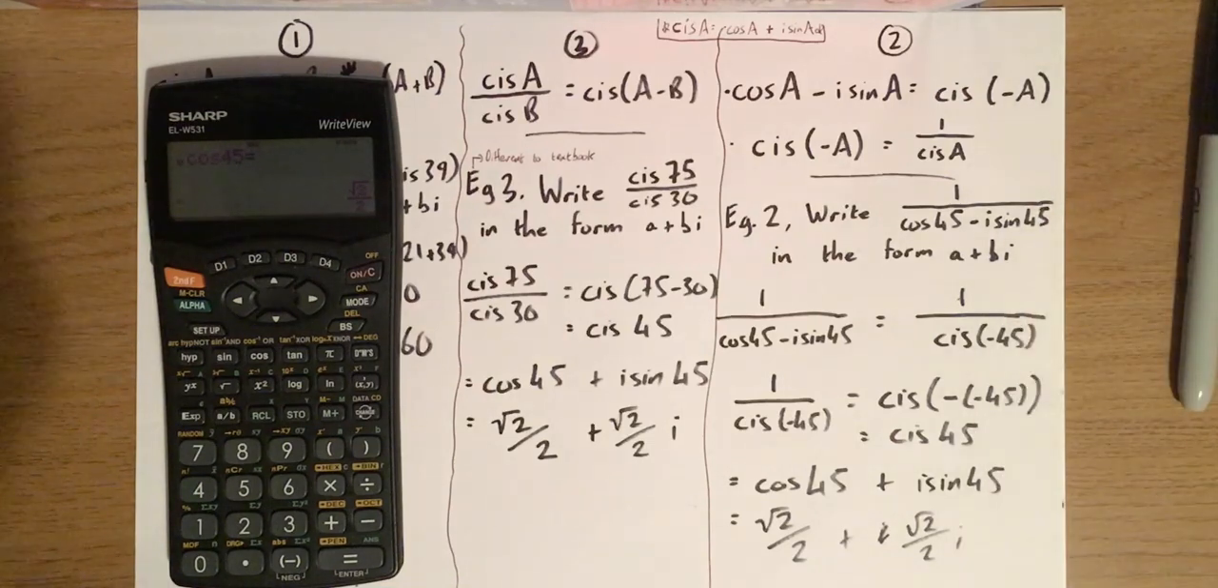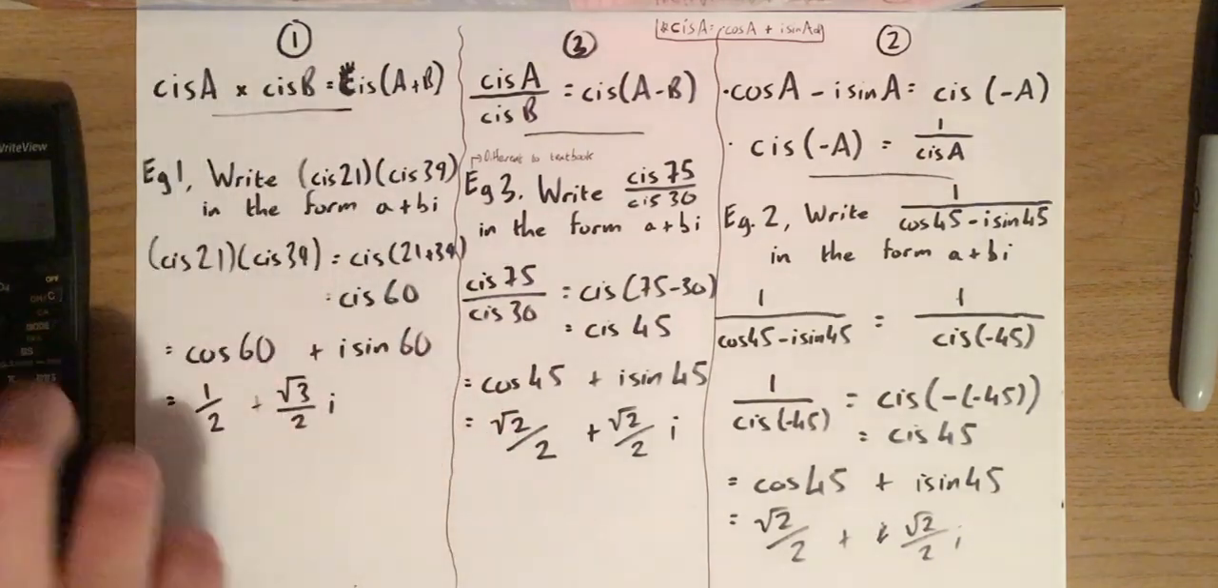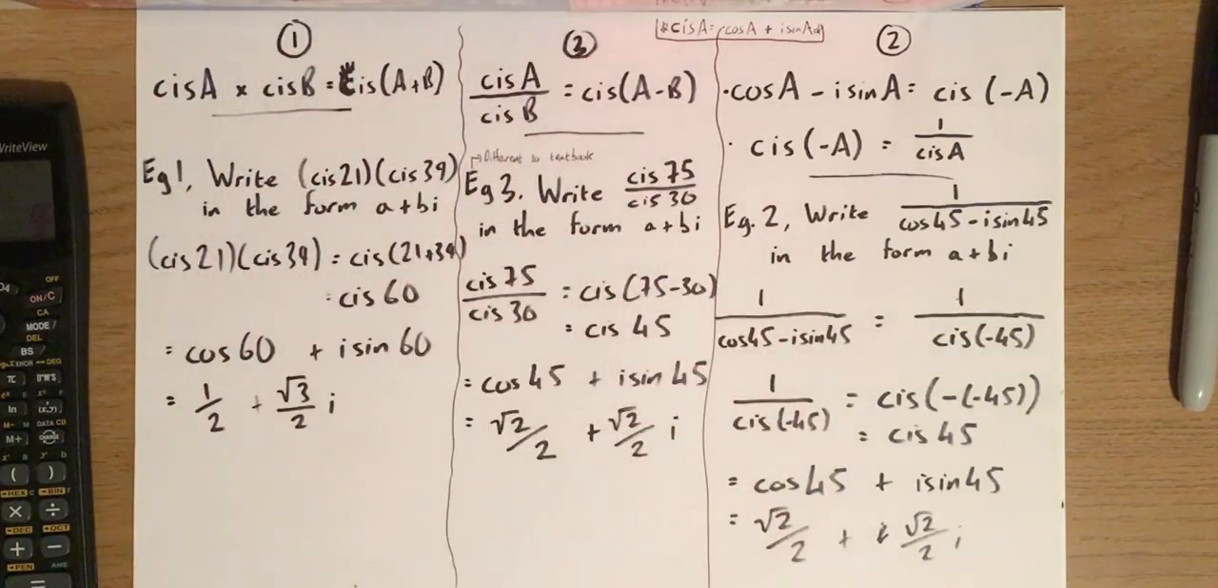All right, but there's your 3 properties of cis. As I say, you do need to know those, but I would highlight 1 and 3 as being the more important ones. You do need to know 2 as well, but as I say, 1 and 3 are the more important ones.